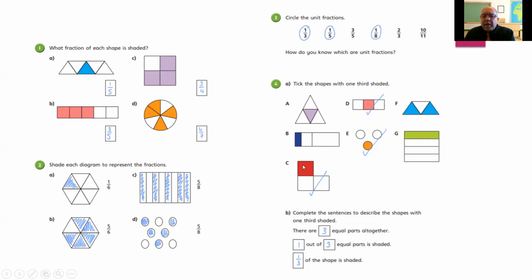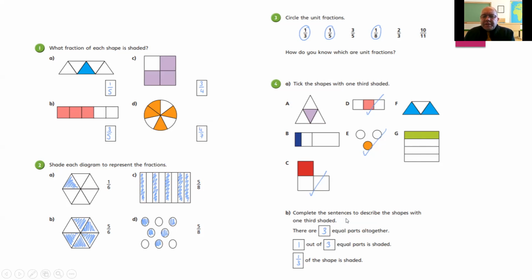C, yes, 3 equal parts with 1 shaded. So C is a yes. D, 3 equal parts, 1 shaded. So D is a yes. E, 3 equal parts, 1 shaded. So E is a yes. F, 3 equal parts, but 2 are shaded. So that's no good. And G, 4 equal parts, and 1 shaded. So that's not thirds either.